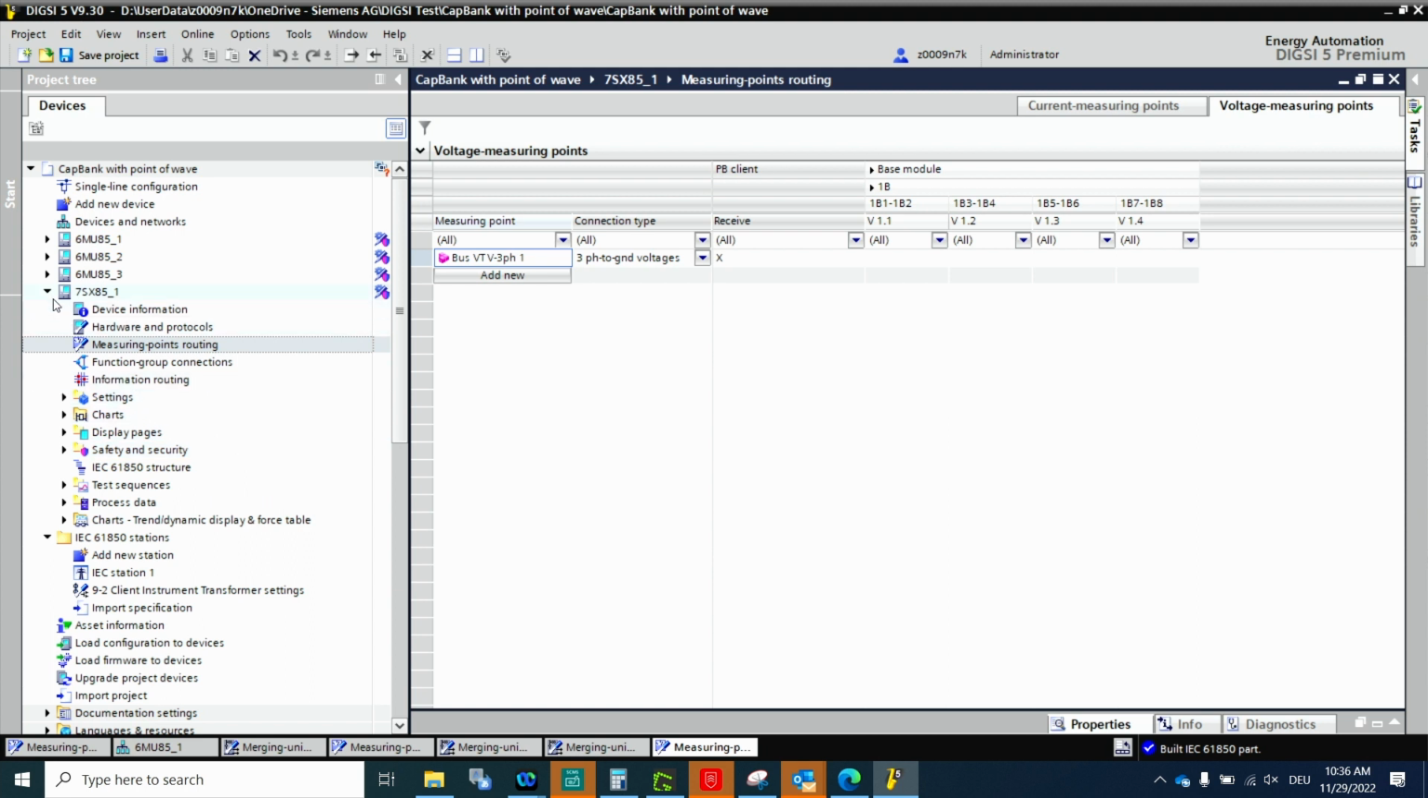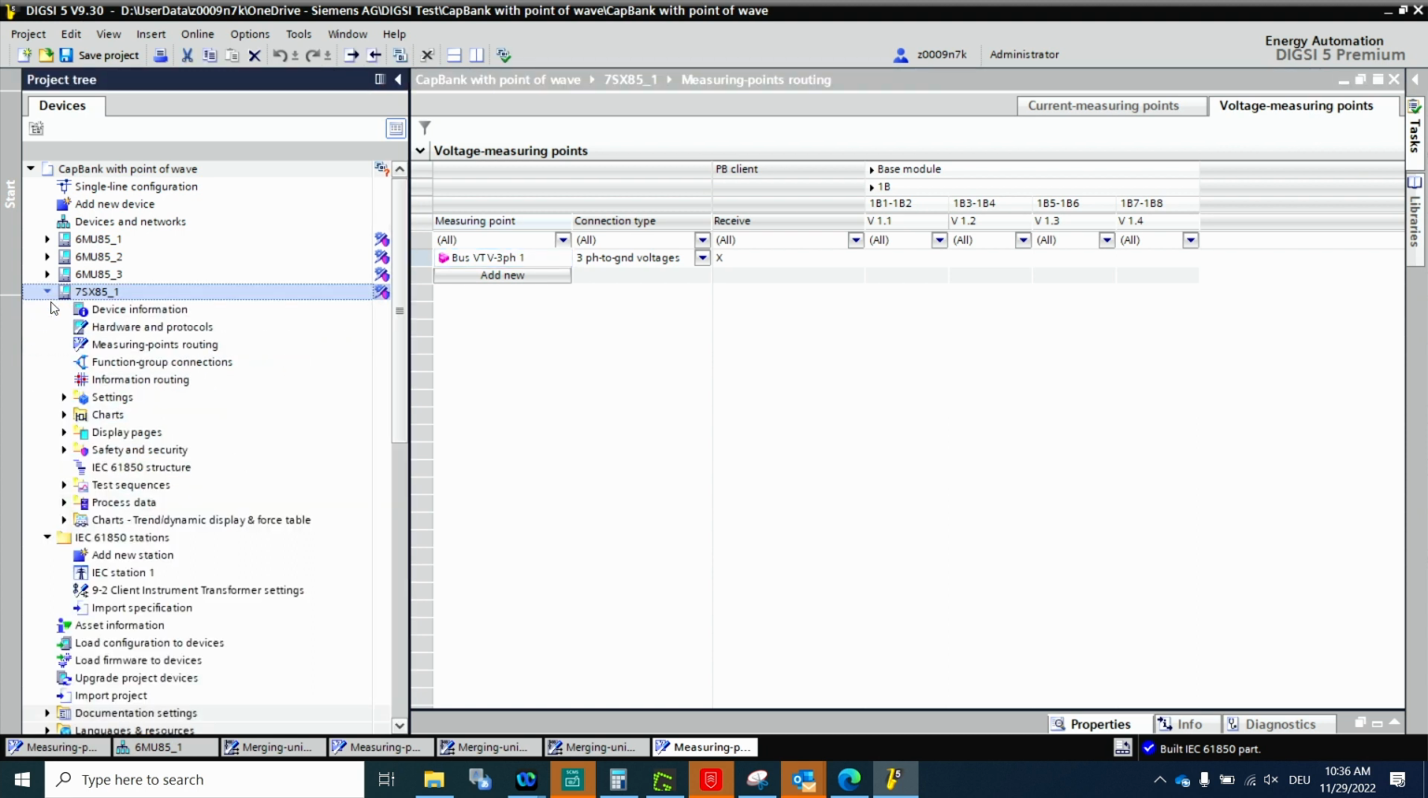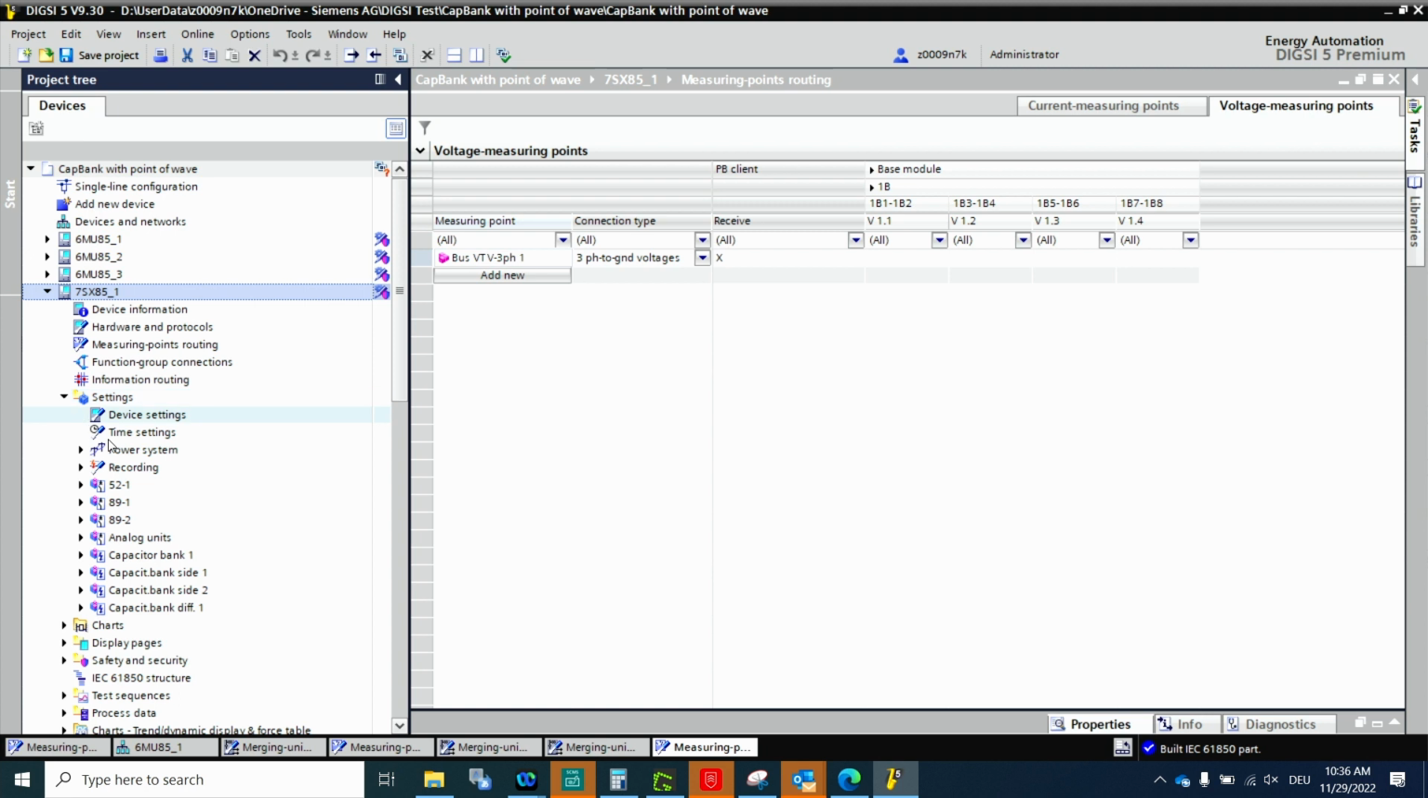In settings of the 7SX85, there are function groups dedicated to the capacitor bank protection: one function group for the capacitor bank side 1, another function group for the capacitor bank side 2, another function group, the so-called capacitor bank differential, which is needed for the differential protection, and the function group capacitor bank 1 for the additional protection functions. These four function groups are required to have the complete protection for the capacitor bank.